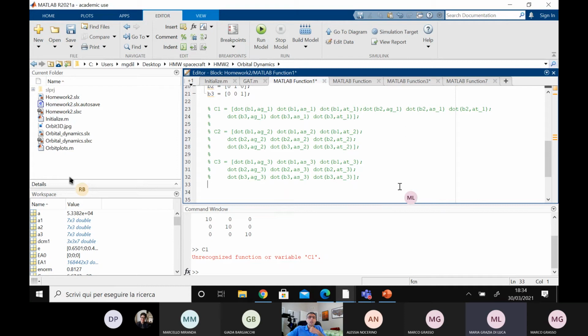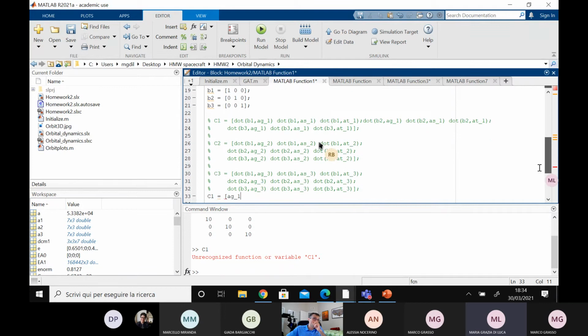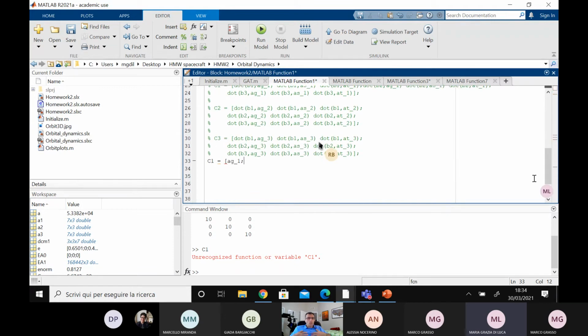Nice. And then, yeah, C1 would be G1, comma, I think that's how you call them. I don't know how you call them. AG1 probably. AG1, right? I don't remember. Yes, I think so. AG1, AS1, and AT1.